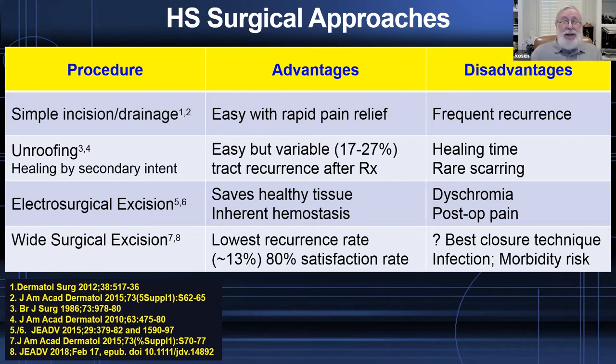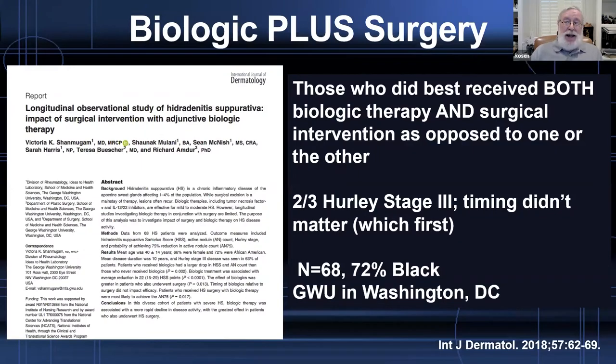The one thing that's true is that if you give a biologic drug and surgery, they actually do better than either the biologic drug alone or surgery alone. So this is one study from George Washington University in Washington, D.C. 72% of their patients were Black, and the combination worked better than any individual thing.